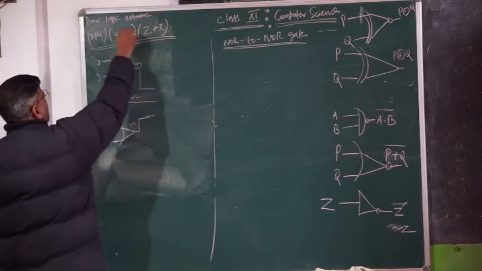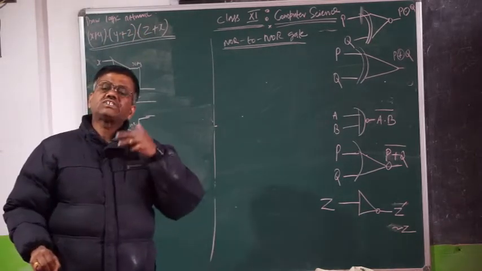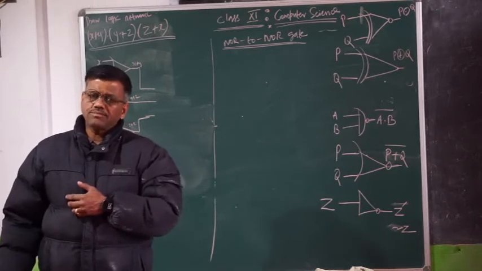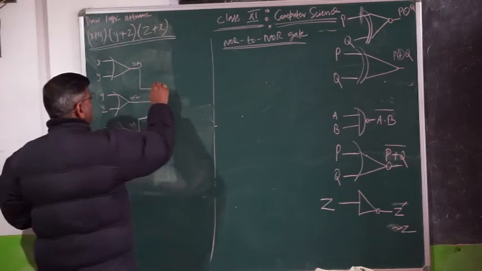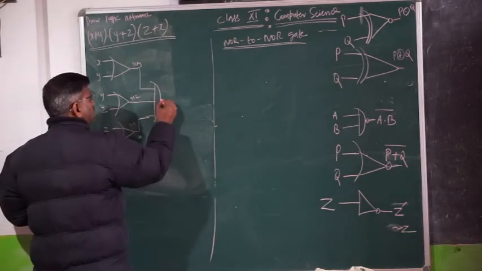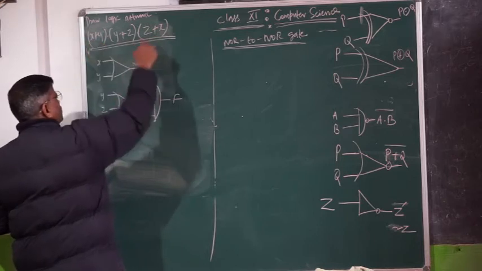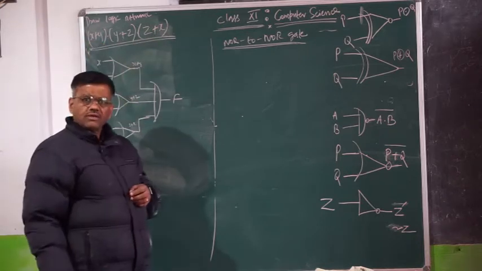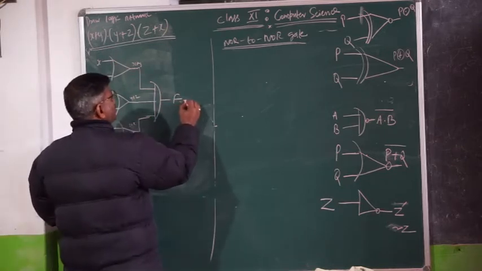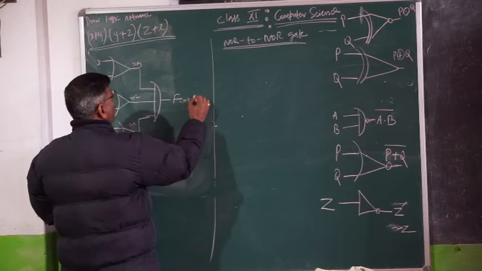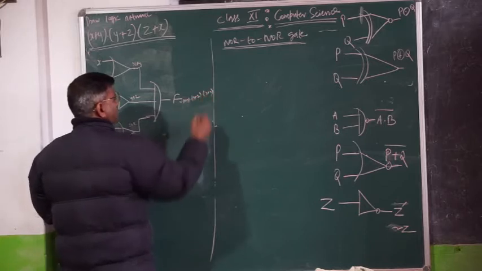This is connected by an AND gate. Even if they do not put the dot, it's implied. It's understood that in between there is an AND gate. So all the three of them are connected by an AND gate. This is your final F. F means what? Function F is equal to this. Right? What will be this? X plus Y into Y plus Z into Z plus X.